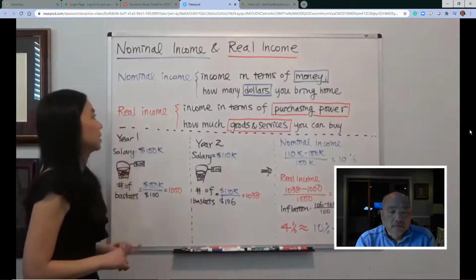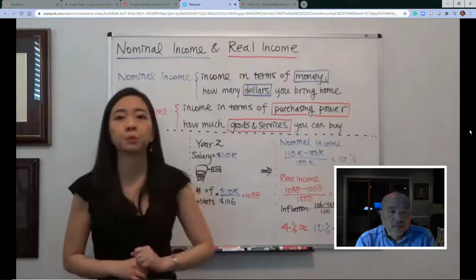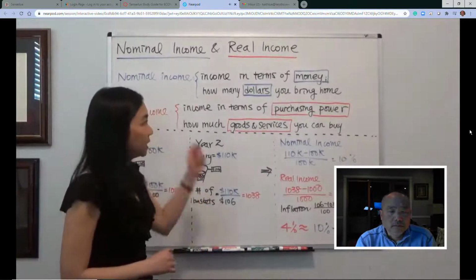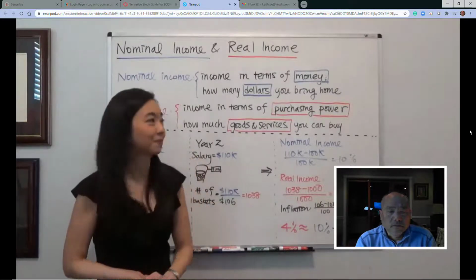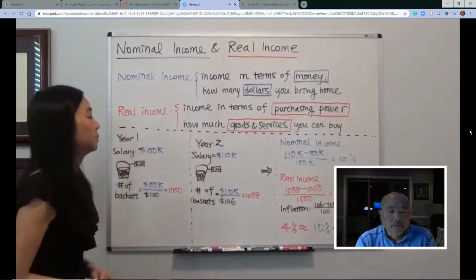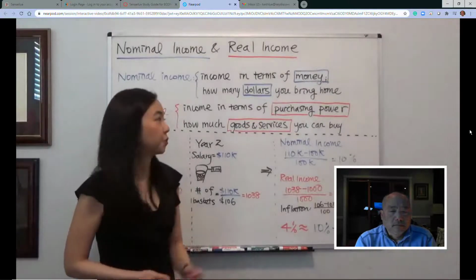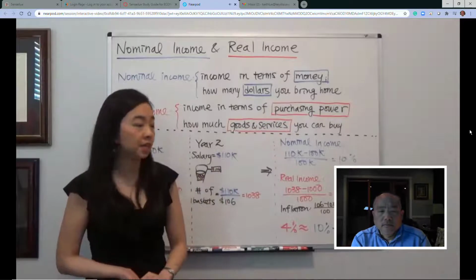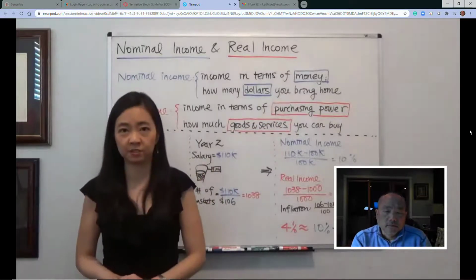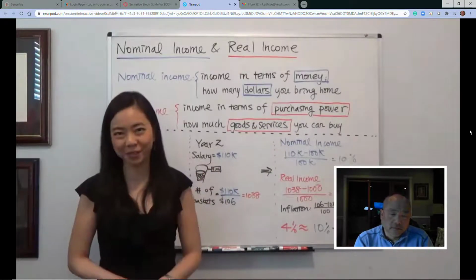Today we're going to talk about nominal income and real income. So nominal income is your income in terms of money. How many dollars can you bring home? But real income is your income in terms of purchasing power, meaning how much goods and services can you afford to buy with your income.